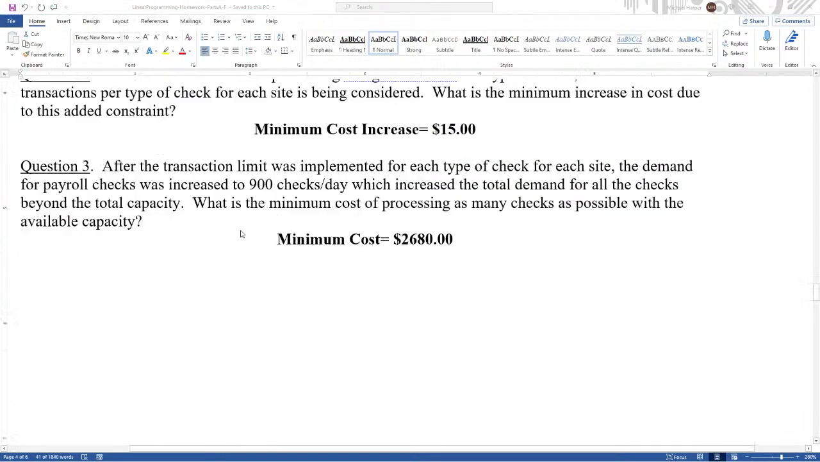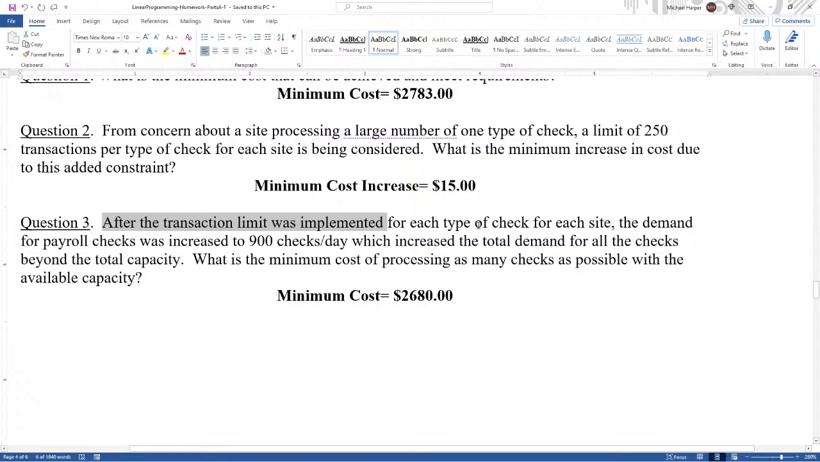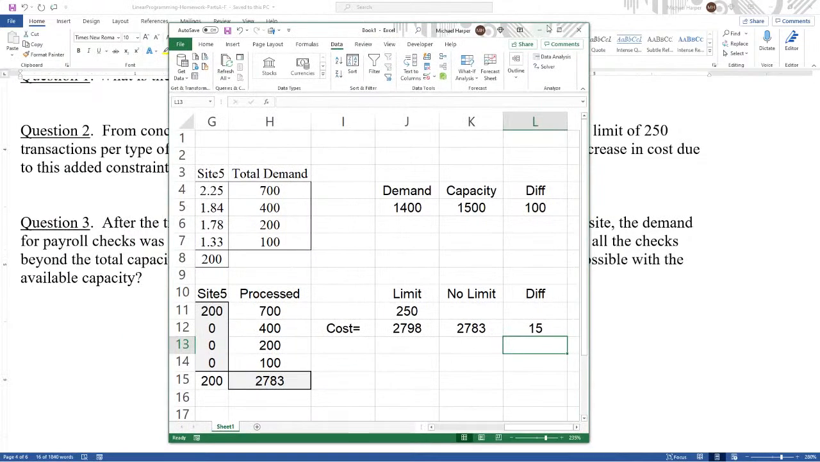Question number 3. After the transaction limit was implemented, well, the 250, for each type of check for each site, the demand for payroll checks was increased to 900 checks per day, which increased the total demand for all checks beyond the total capacity. Aha! What's the minimum cost of processing as many checks as possible with the available capacity? This is a very good problem.